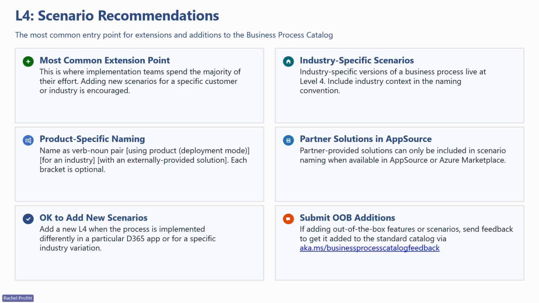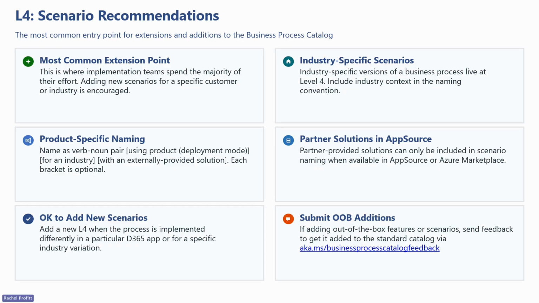So we've pulled together some recommendations. And again, level 4 is the most common starting extension point in the catalog. This is where we expect you to spend most of your time adapting the catalog structure to your business to fit a specific customer, industry, or product variation. When the same business process is executed differently in a specific product or industry, that's when a new scenario is introduced. That's the key signal that you're at the right level.